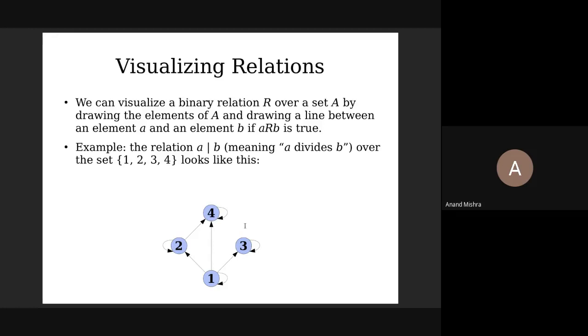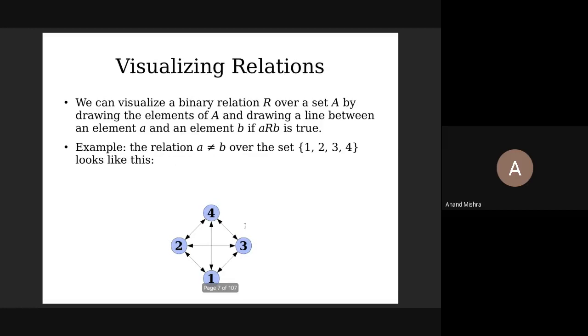Let's see more examples. Let's say my relationship is not equal to. Then this will be a fully connected graph with double edges: 2 is not equal to 4, and 4 is also not equal to 2. But there is no self loop. Why is there no self loop? Because 4 is equal to 4, and 3 is equal to 3, so that's the notation.